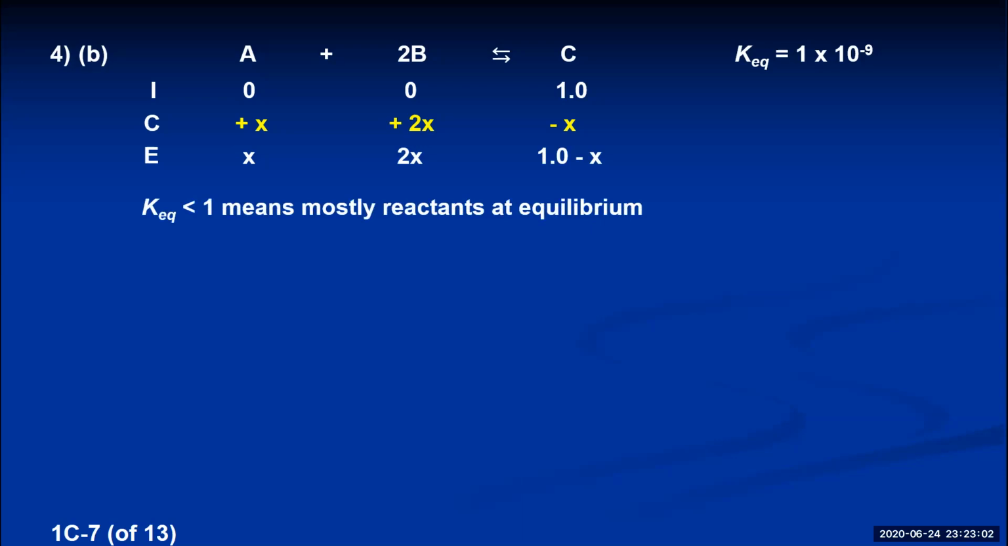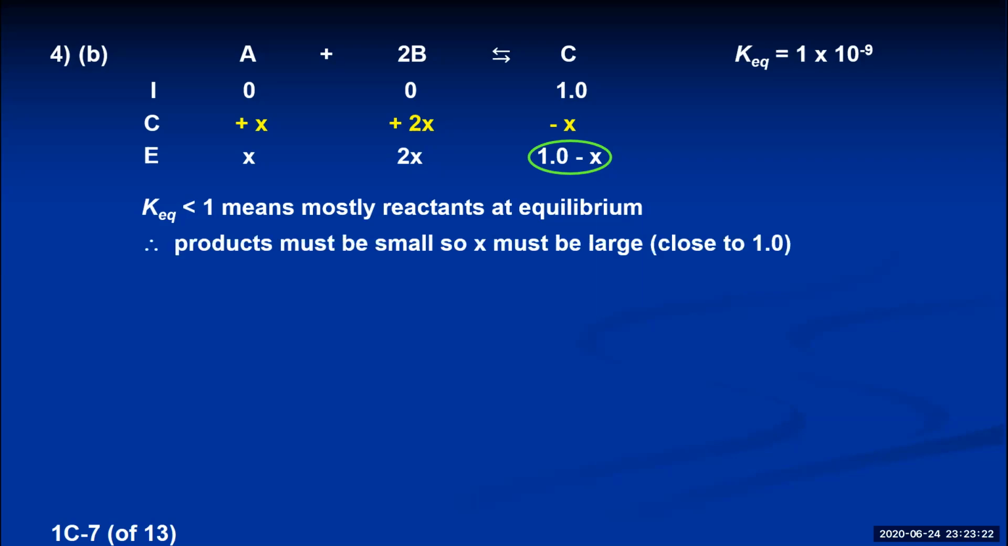Once again, because the equilibrium constant is really small, that means you're going to have mostly reactants. So your reactant values, which are x and 2x, are going to have to be big numbers. And the 1.0 minus x is going to have to be a small number. So if this is going to be a small number, what does x have to be? x has to be really, really large. It has to be really close to 1.0, like maybe 0.99. So you go 1 minus 0.99, that's how you get a small number. So in this particular case, we would conclude that x would have to be a large number.